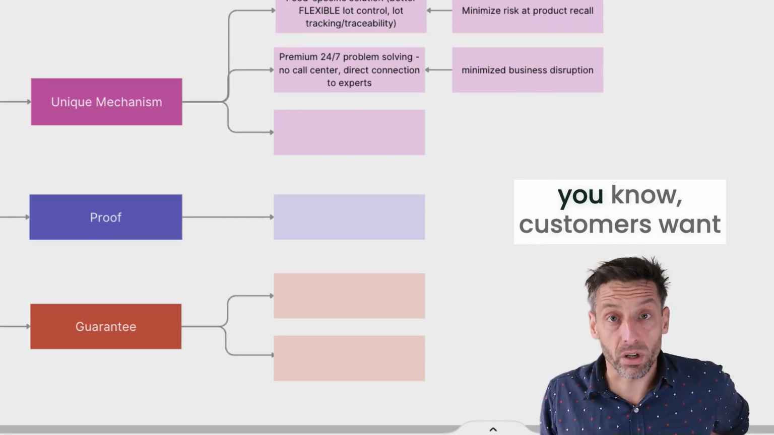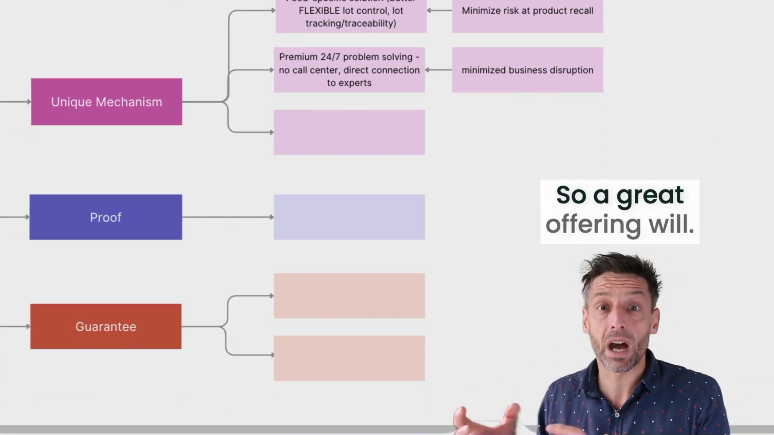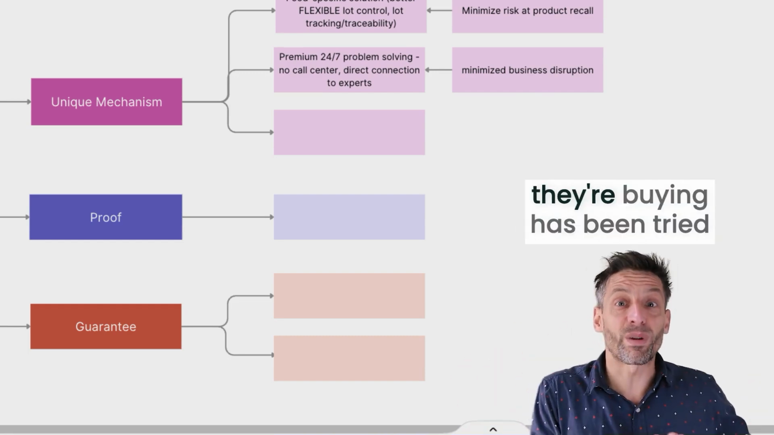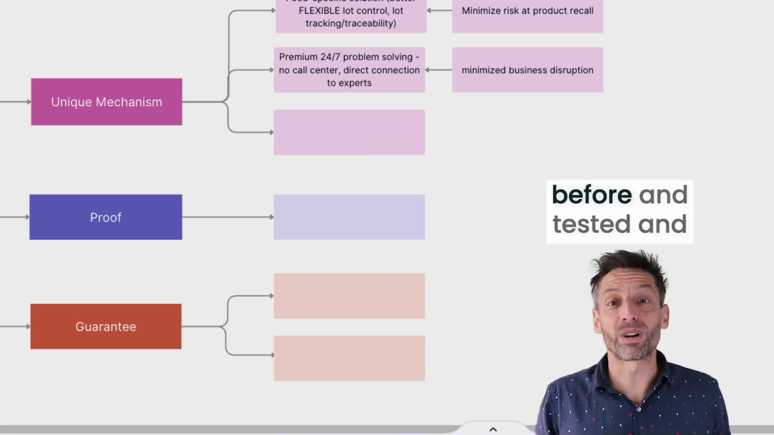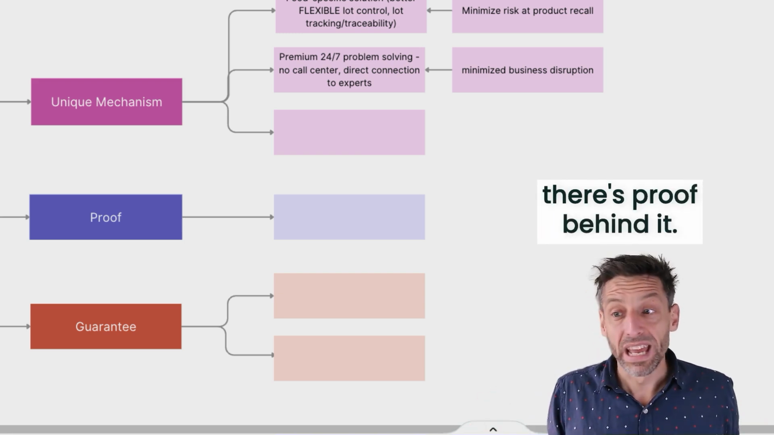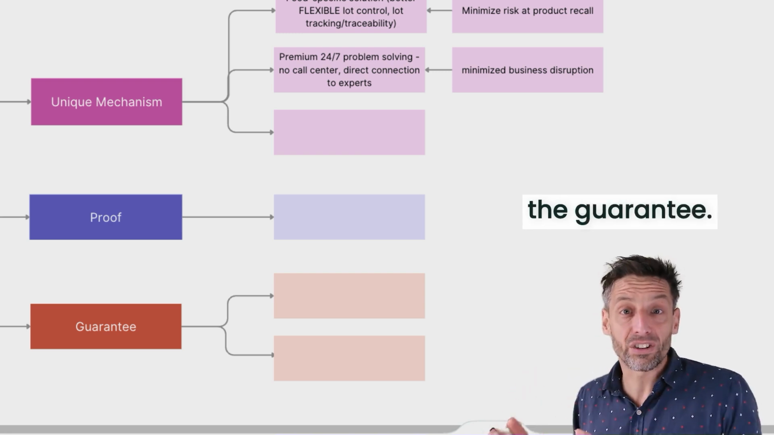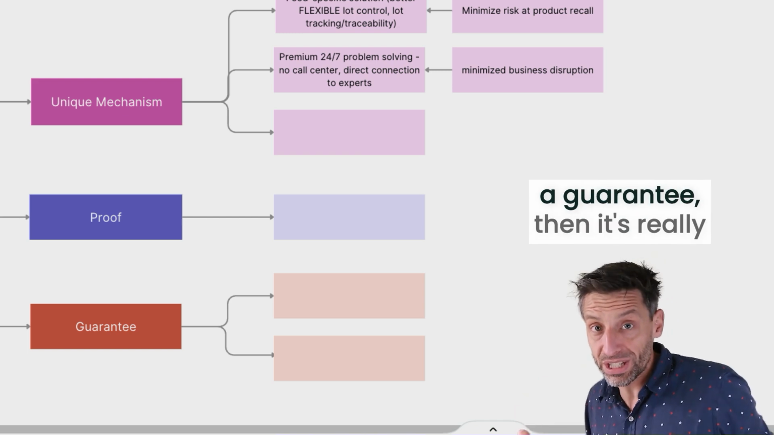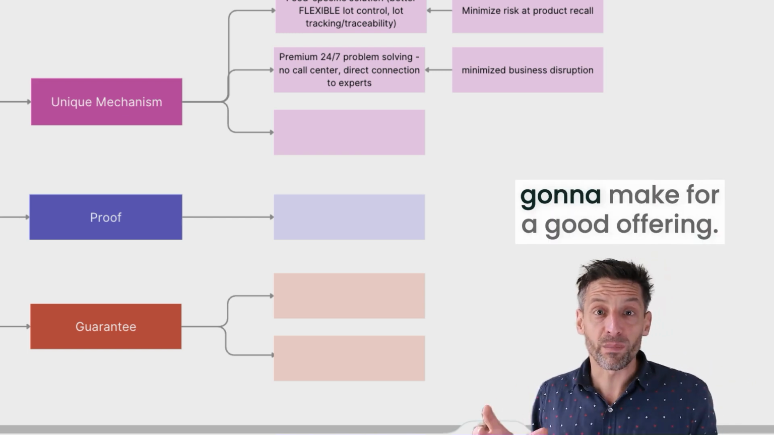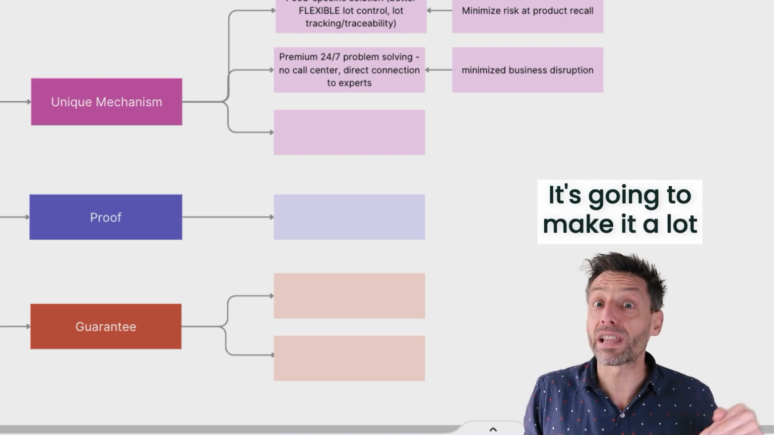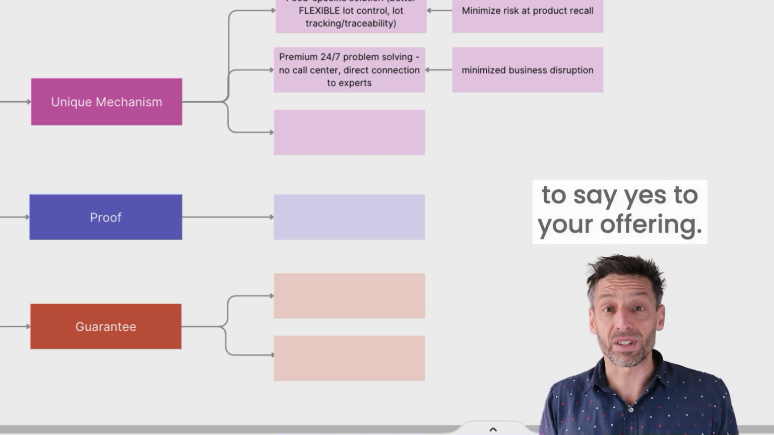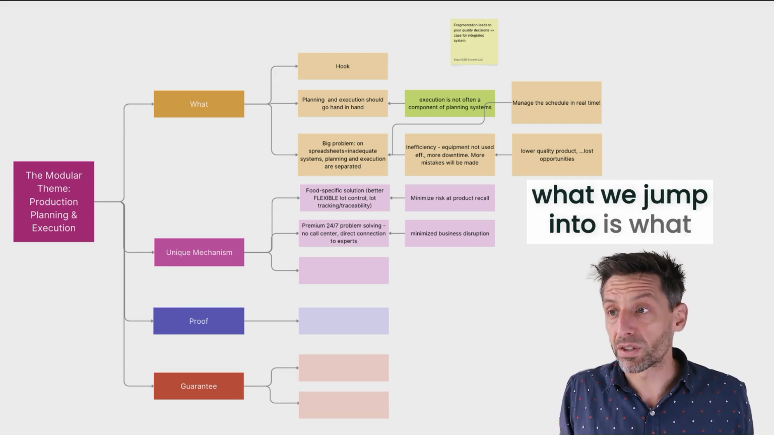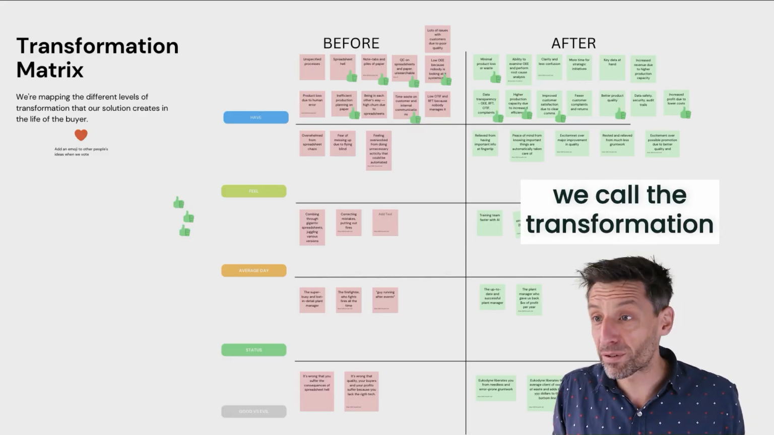Then we have proof, because customers want to see proof. So a great offering will display a substantial amount of proof that what they're buying has been tried before and tested, and there's proof behind it. And we love this one last thing, the guarantee. So if you can somehow take the risk off of the buyer with a guarantee, then it's really going to make for a good offering. It's going to make it a lot easier and a lot safer for them to say yes to your offering.